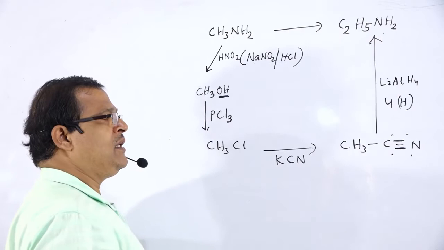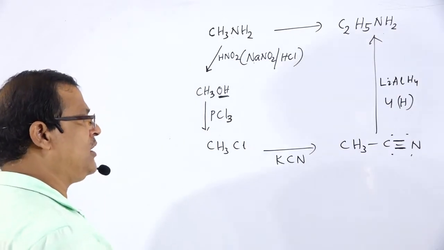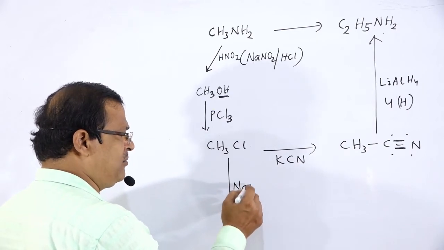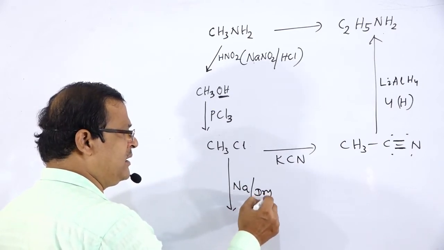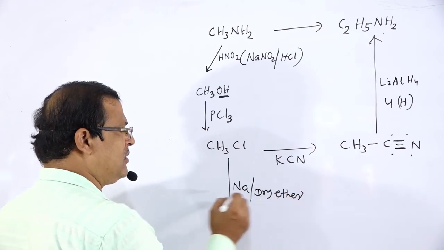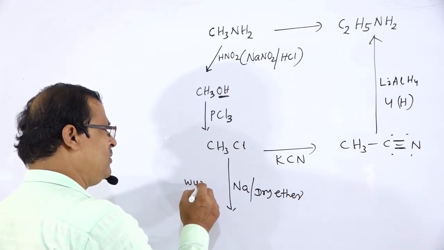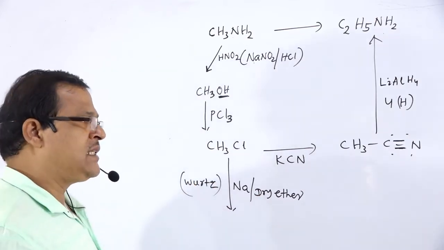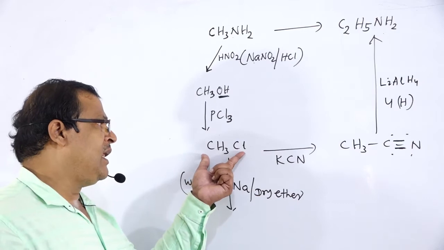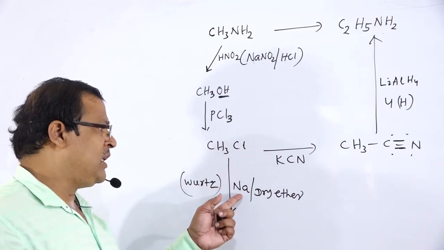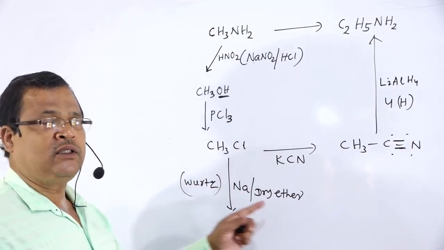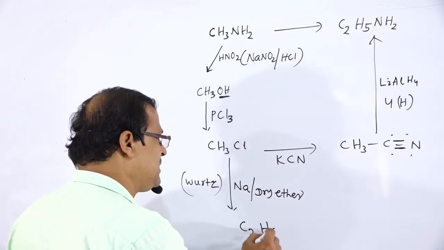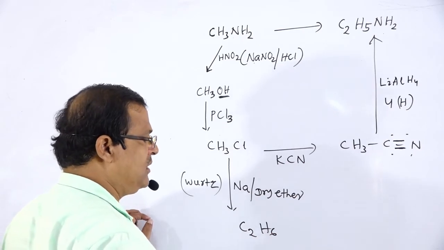Or we can start another method to increase the number of carbon atoms. This compound is treated with sodium in dry ether. Mark, it is the Wurtz reaction. That is the Wurtz reaction: the reaction of an alkyl halide with metallic sodium in the presence of dry ether to form an alkane, that is C2H6. A higher alkane will be formed.